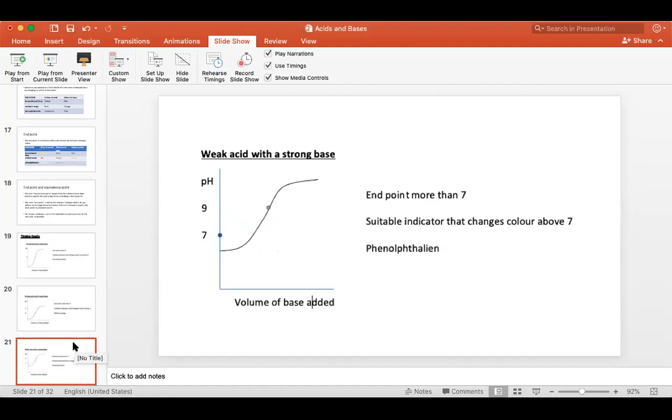If you're using a weak acid with a strong base, the pH of the weak acid is closer to 7 and the strong base is closer to 14. When the two combine in a titration, the endpoint will be around 9 or so. There we've got 9. So a suitable indicator that we will use is phenolphthalein, as in the video I showed you, right?